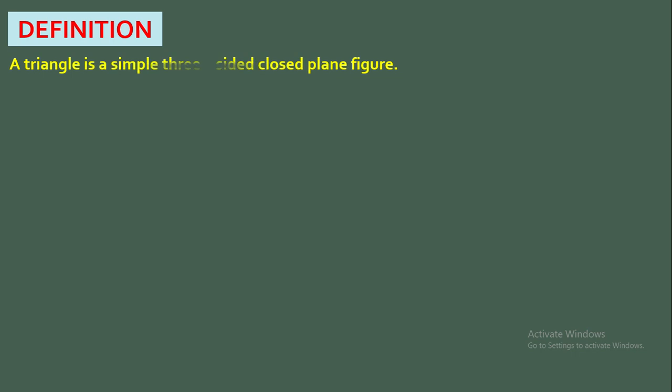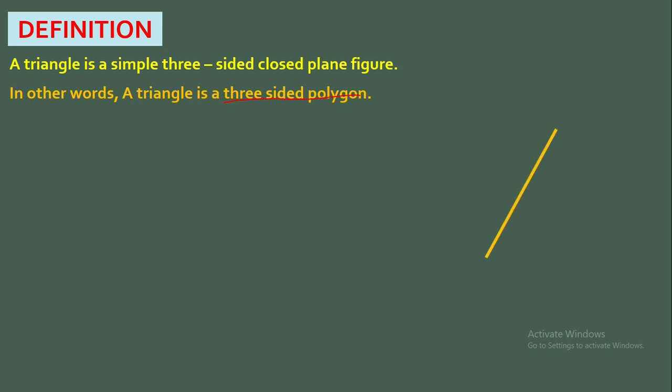A triangle is defined as a simple three-sided closed plane figure. Or in other words, we can say a triangle is a three-sided polygon. That means it's a closed figure made of three line segments. Just like here, we are taking these three line segments and these three line segments are forming a closed figure. So this closed figure is known as a triangle. So it is simply a closed figure made of three line segments.